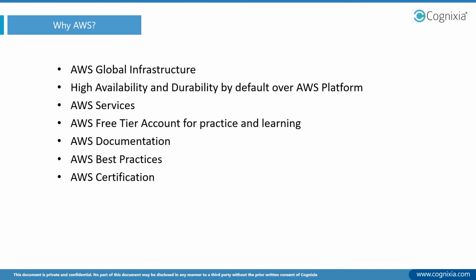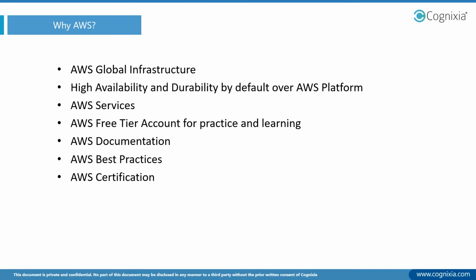Number one, AWS presence. If you're talking about global infrastructure, AWS is the largest, and they are continuously increasing their infrastructure, and it is highly available and durable, and it covers all sorts of models like infrastructure as a service, platform as a service, and software as a service. We have the largest number of services. If you're talking about all services, the major and the minor ones, we have more than 1,400 services in AWS.